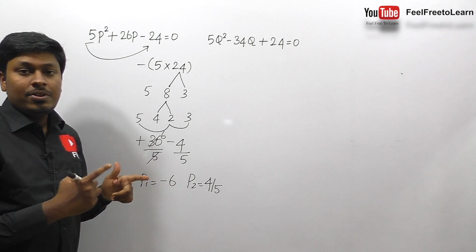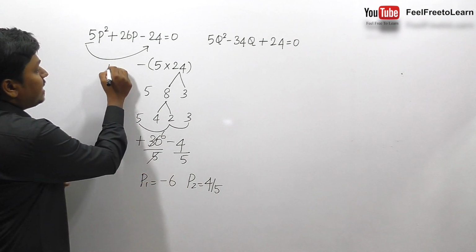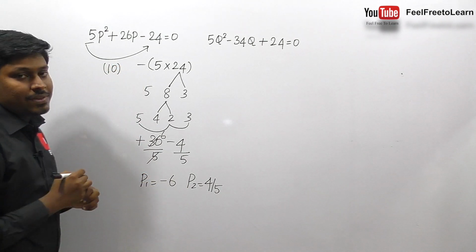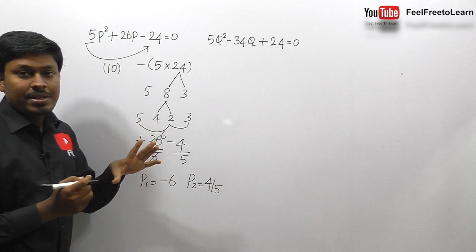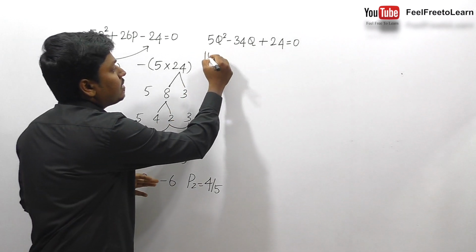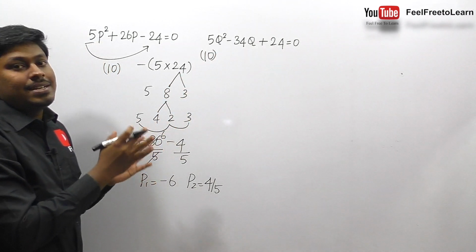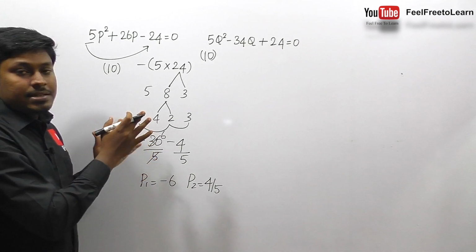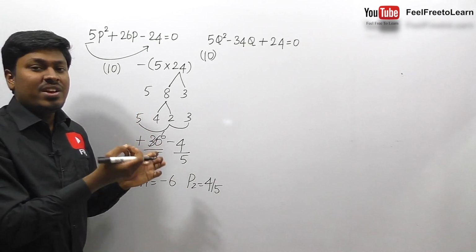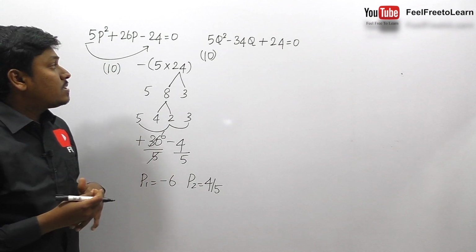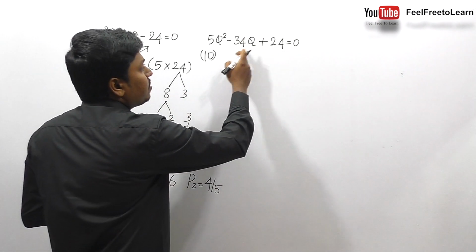So friends, in every video I am repeatedly saying one concept. Take 10 seconds to find the factors for the first expression, right? Less than 10 seconds or 10 seconds. Similarly, try to find the factors for the second expression within 10 seconds, right? So in 20 seconds you can find both the factors, and in 5 or 10 seconds try to compare it. So friends, 5q square minus 34q plus 24.